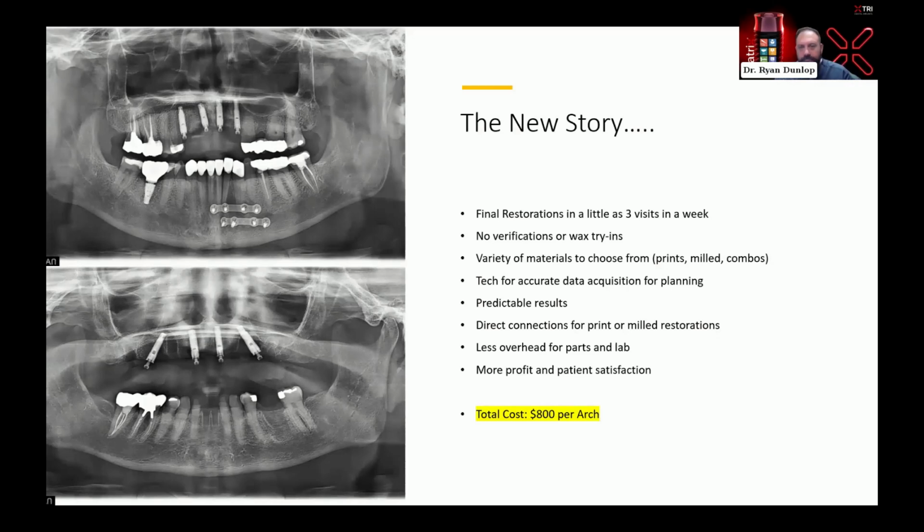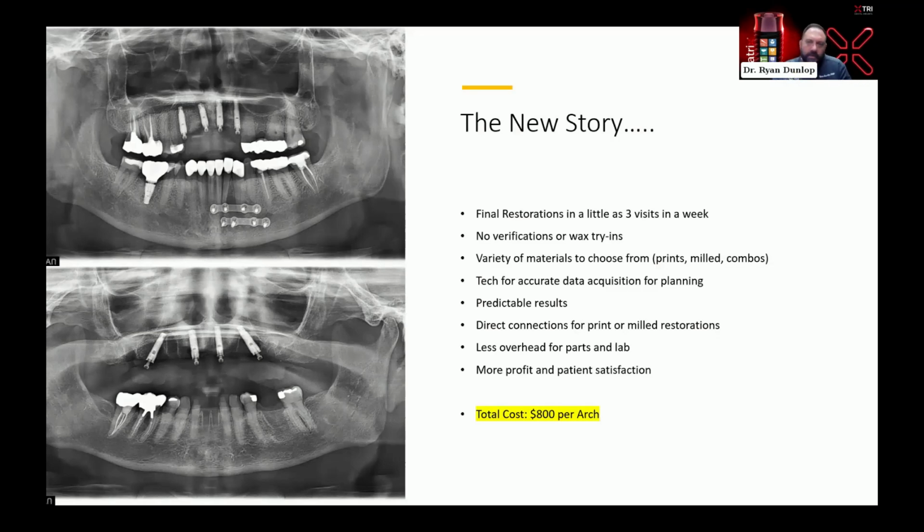So now we can choose whatever materials we want, whether, like I said, we want to print, we want to mill, we want to do combo. We're using technology for accurate planning, and we're getting predictable results. We're able to mill and print direct to the implant, as you'll see in a few cases here.